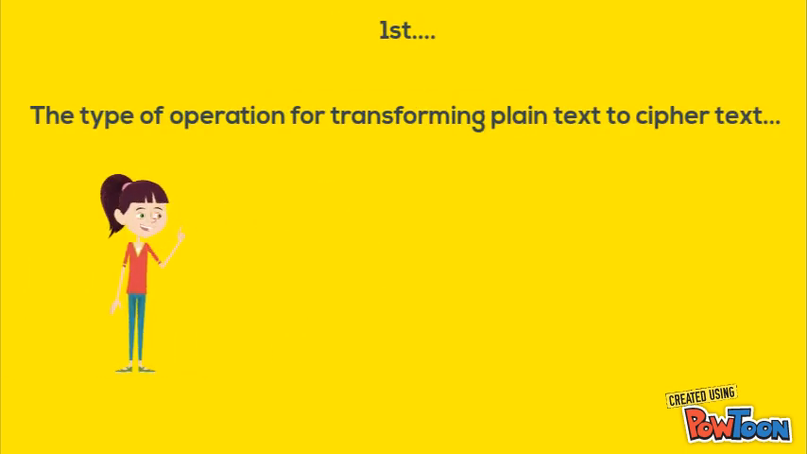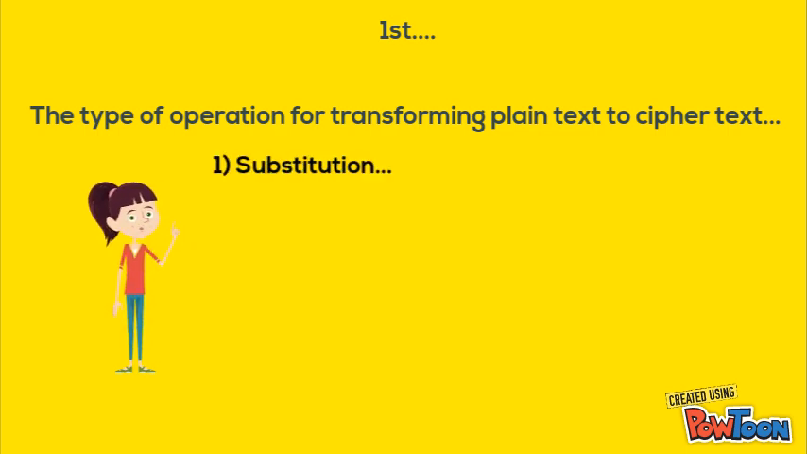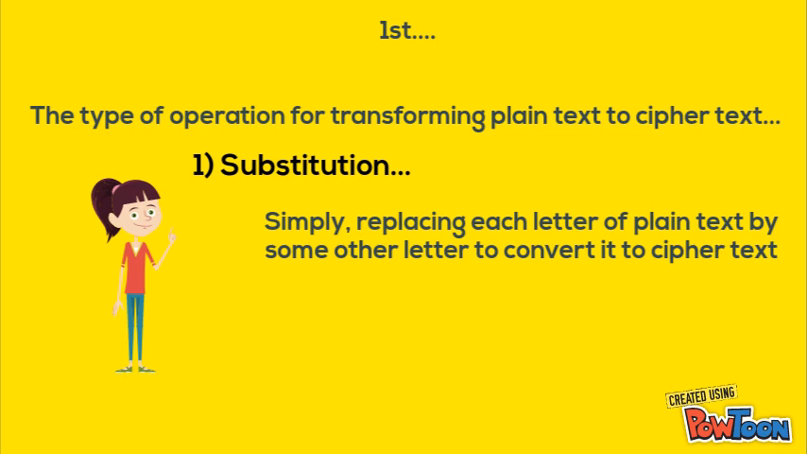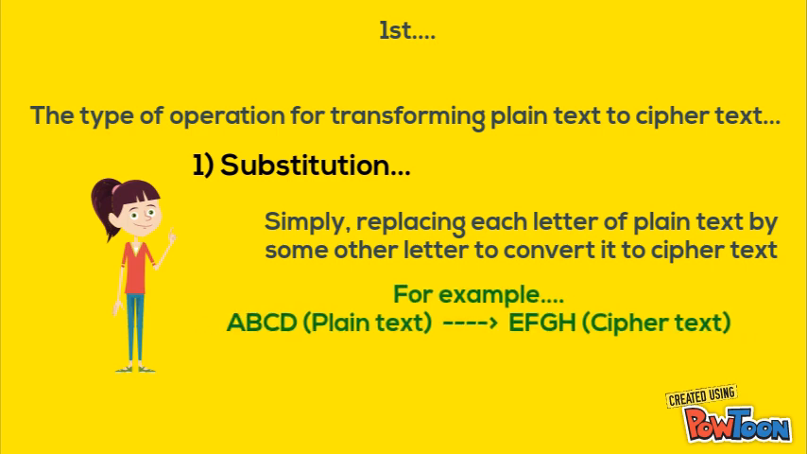First is the type of operation for transforming plain text to ciphertext. This can be done in two ways. First is the substitution, for substituting each letter of the plain text with some other letter. For example, ABCD gets substituted to EFGH.